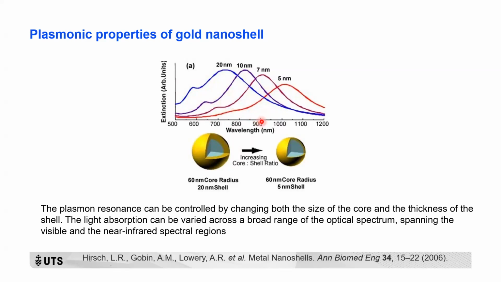And the reason why the golden nanoshell is interesting is that by controlling both the size of the core and the layer of gold, you can control where this big peak is located. You see, it can span a very broad range of the spectrum. So that makes it very easy to control.